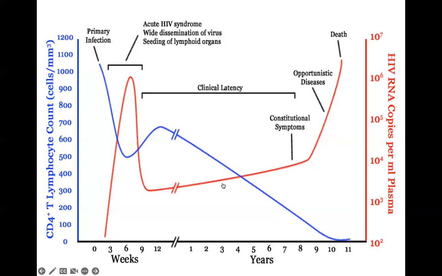And this is the clinical latency period. And then later on, the immune system gives in, and you have opportunistic infections emerging. And you can see the kind of dynamics that happen in the immune system.